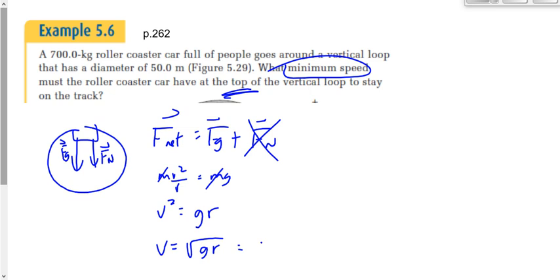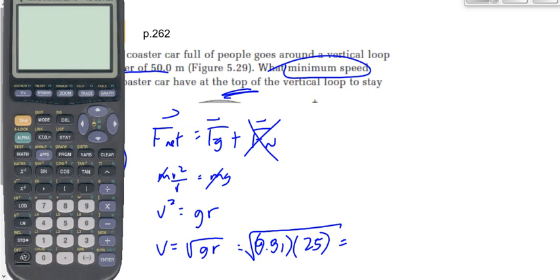So it's the square root of 9.81 times the radius, which is, oh, that was close. I almost said 50. 25 meters, because the diameter is 50. The radius is 25. Square root of 9.81 times 25. Let's figure that out now. 15.66.